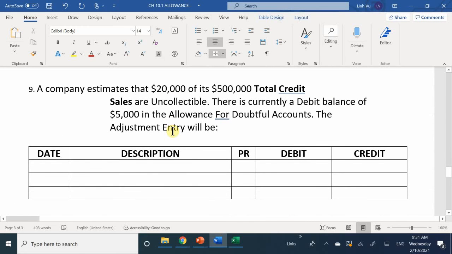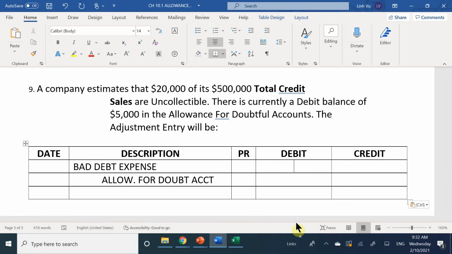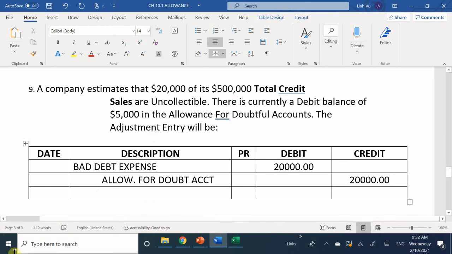The next question here, number 9, a company estimates that 20,000 of its 500,000 total credit sales are uncollectible. Okay, and there's currently a debit balance of $5,000 in the allowance for doubtful accounts. Record this adjustment. Bad debt expense. Allowance for doubtful accounts. 20,000. So again, this is another income statement method because we see total credit sales.